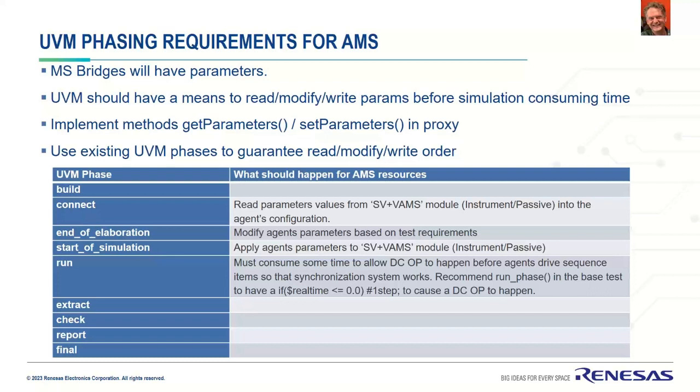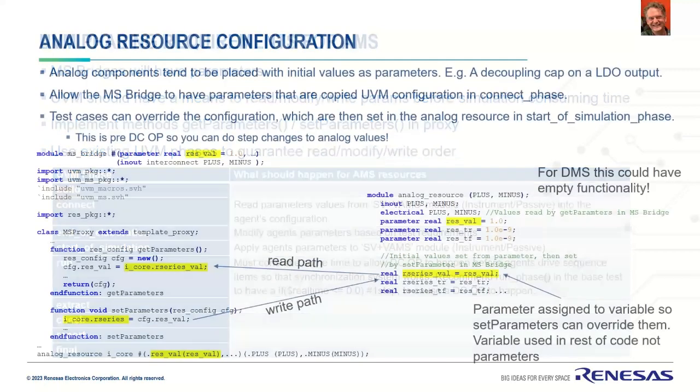And then the final point on that slide is that during the run phase, as I think Peter said, right at the start of the simulation you have to consume a minimum time step to allow the DC operating point to happen before you actually start driving anything from the digital domain. And we recommended a minimum time step there before starting the sequences. Next one, Peter.